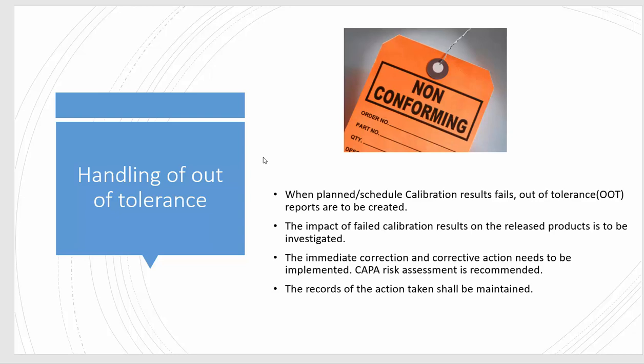This can result from failure of calibration results, and the impact of failed calibration results on released product needs to be investigated. Immediate correction and corrective actions need to be implemented. It's highly recommended to do a CAPA risk assessment, and if the risk is high, then depending on your CAPA procedure, corrective and preventive actions need to be opened, and the failure results should be investigated and documented properly.